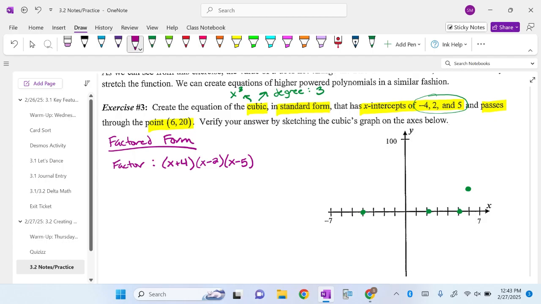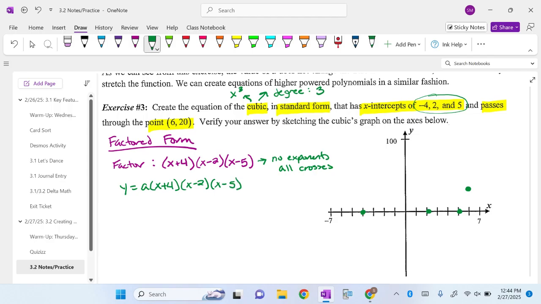Now, based on just these 3 factors, what's the degree? 3. Does that match the degree we're going for? Yes. So I'm going to assume that we don't have any exponents. That means since there's no exponents, they're all crosses. That's how they pass through. But we don't know how the crosses are going yet. So now my factored form is y equals a times (x plus 4)(x minus 2)(x minus 5).